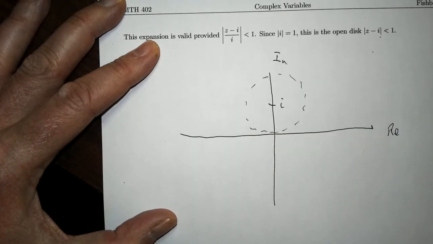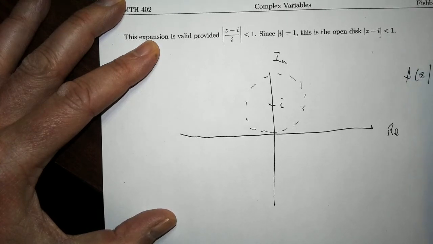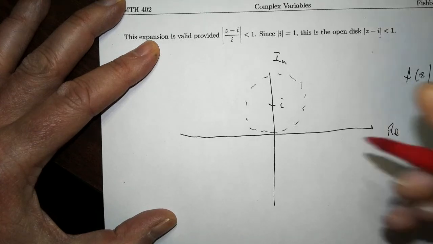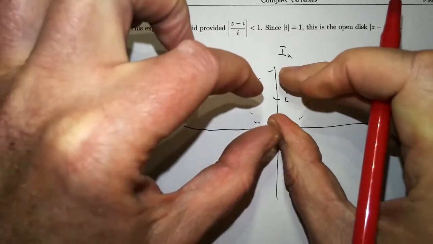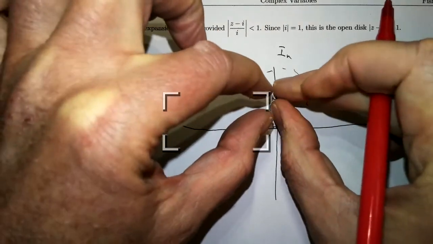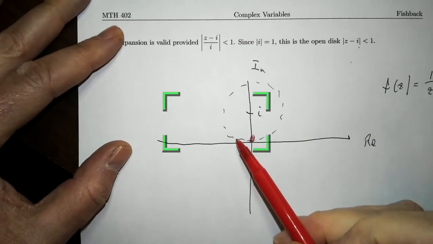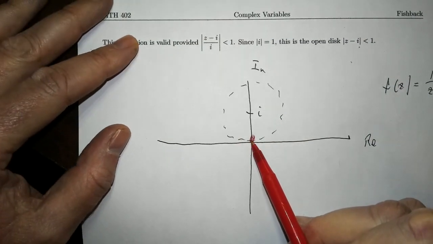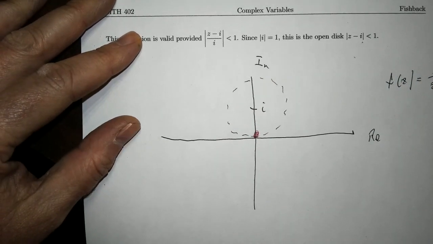Now, 1 over z, that's my function that I was expanding. It has a singularity precisely right here. So we can see that the power series expansion actually had a disk of convergence that was as large as it could be until it bumped into a singularity of the function. And this will be true in general, and this will lead us to the idea of Taylor series.